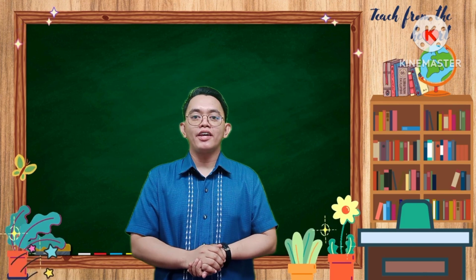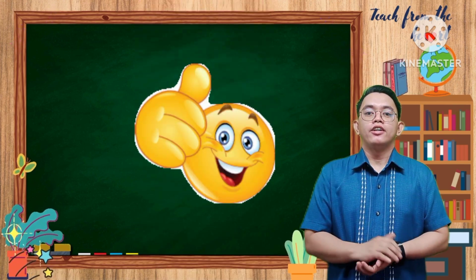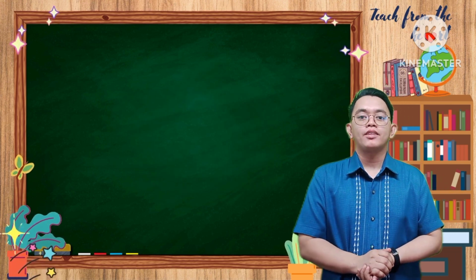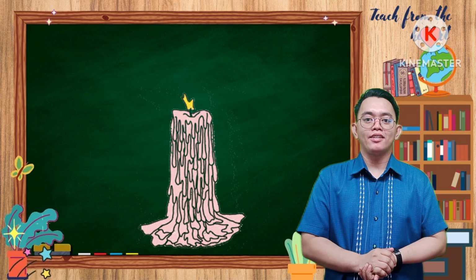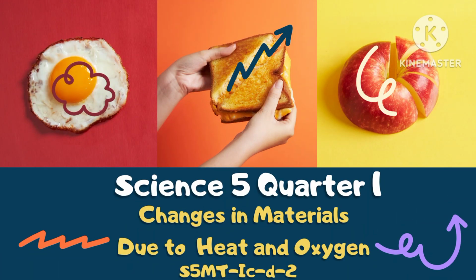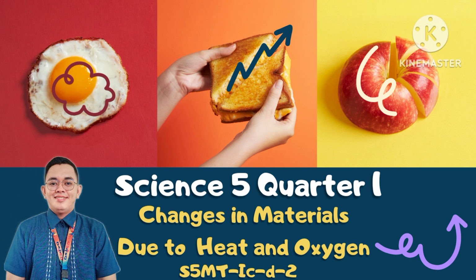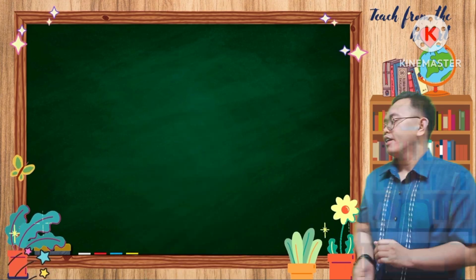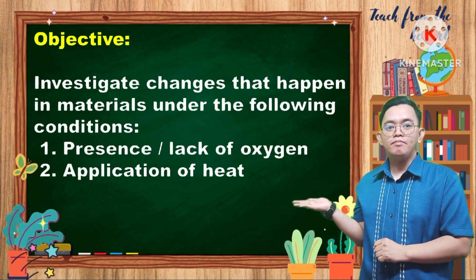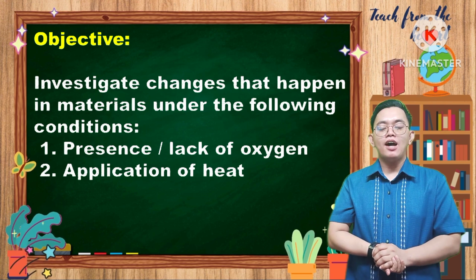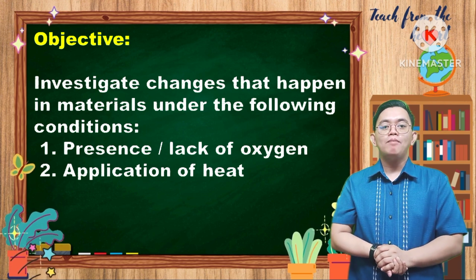If you were able to get the correct answer, very good. If not, this video lesson will help you learn about the changes in matter because of heat and oxygen. Now, let's do it. Science 5, Quarter 1: Changes in materials due to heat and oxygen. At the end of this lesson, you are expected to investigate changes that happen in materials under the following conditions: Number 1. Presence or lack of oxygen. Number 2. Application of heat.